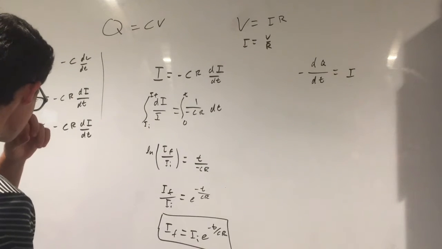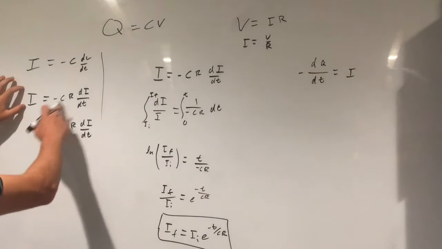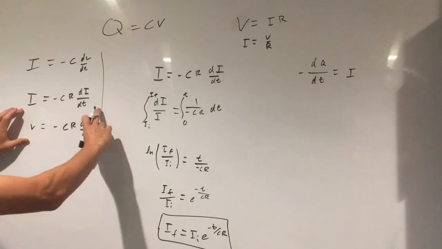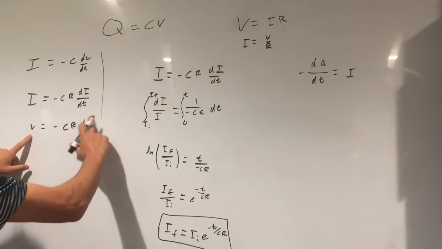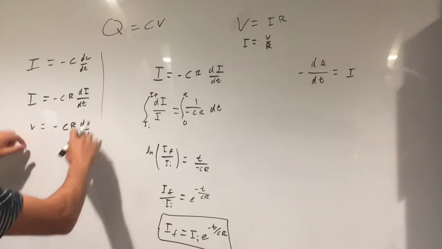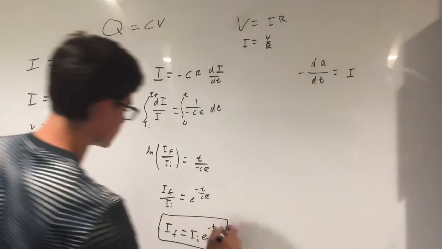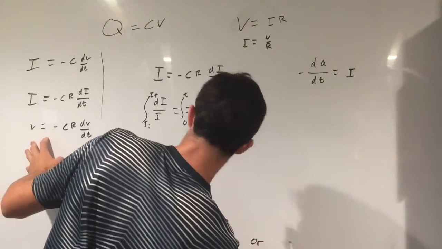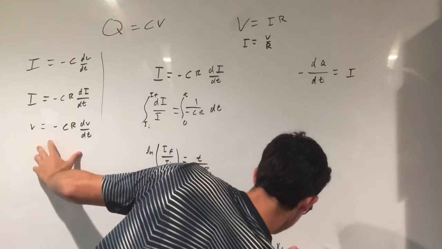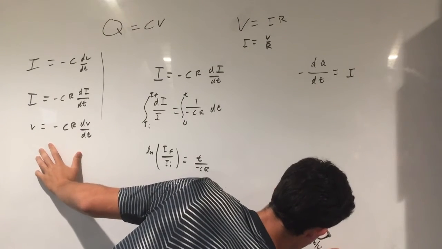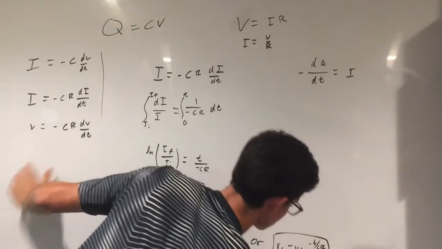And as we see, I and dI/dt in this equation basically had the exact same form, except for V, sorry, this should be dV/dt, right here. And from here, we can literally just deduce that V final will be equal to V initial times e to the negative t over CR through the same derivation.